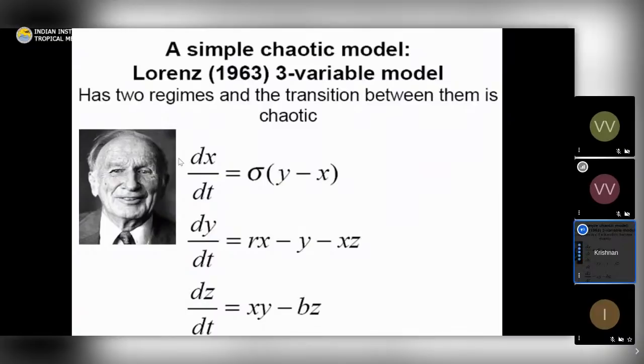It's a system of three nonlinear ordinary differential equations, with three variables, and it has some parameters, sigma, R, and B. And what he showed was it has two regimes. It can go from one regime to another regime, what we now call an attractor. However, the transition from one regime to another can be very chaotic. This is what he proposed.